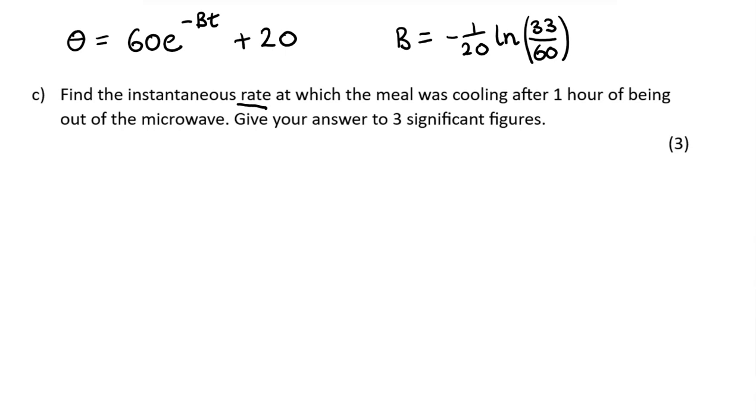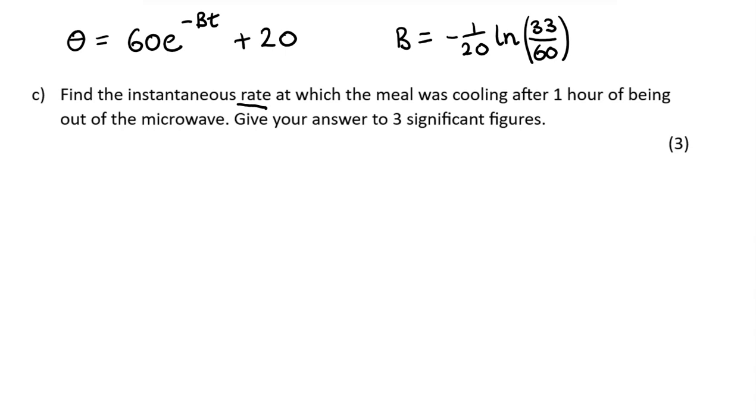I have a little saying that where we see the word rate, think differentiate, and that's what we're going to need to do here. We basically want to find out how much of its temperature it's losing per minute at that instant. It's going to be different values for different times, but we want to find out at the instant of 1 hour after being taken out.